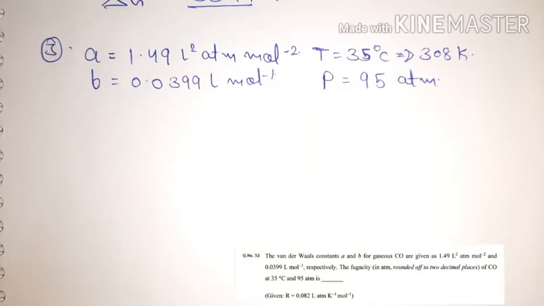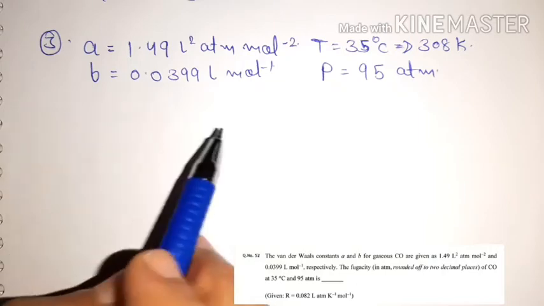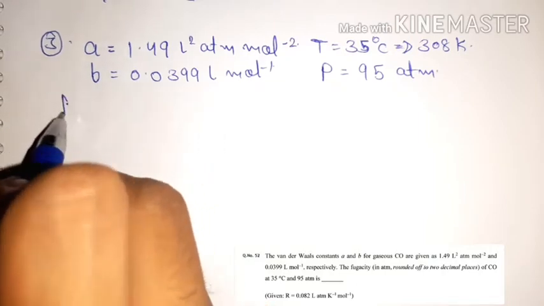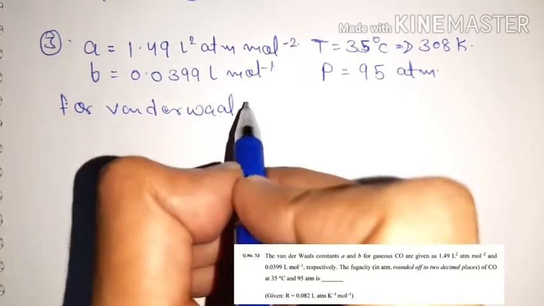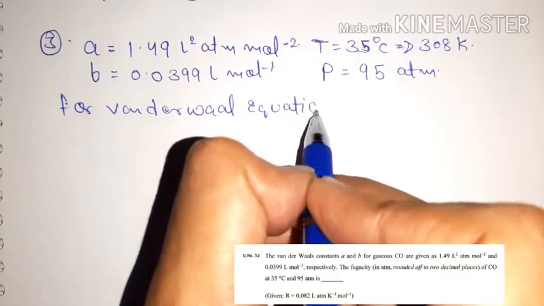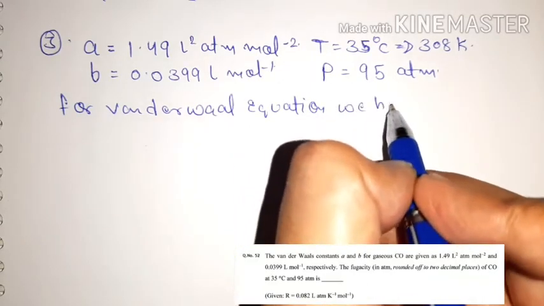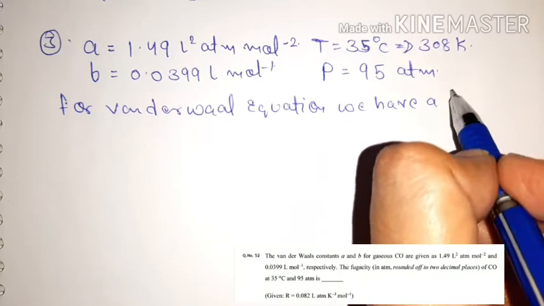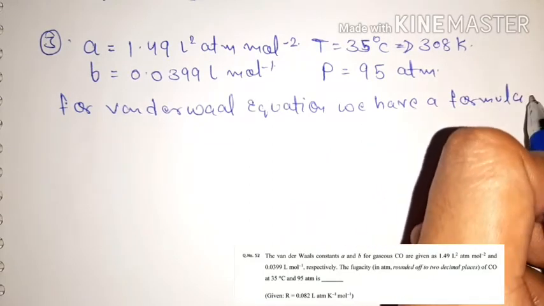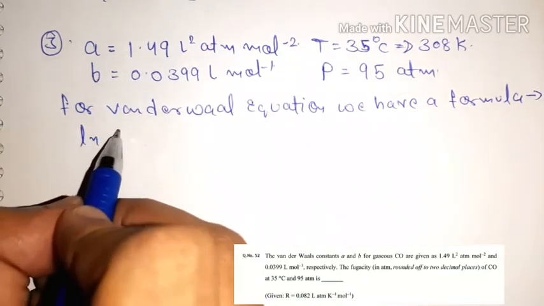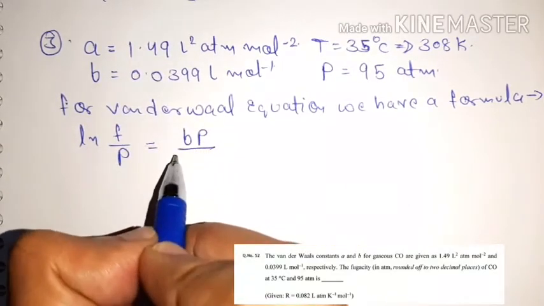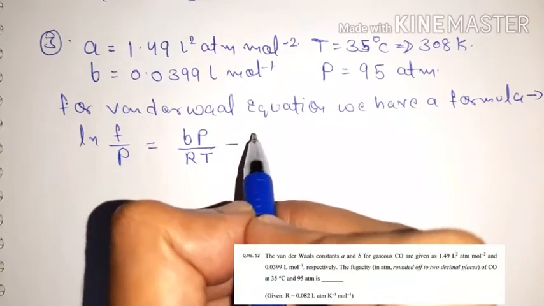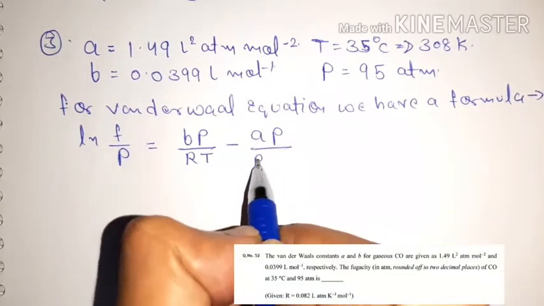Now friends, for van der Waals equation we have a formula, and this is a direct formula which we use in this question. So for van der Waals equation, we have a formula, that is ln f by P is equal to b into P upon RT minus a into P upon R square T square.